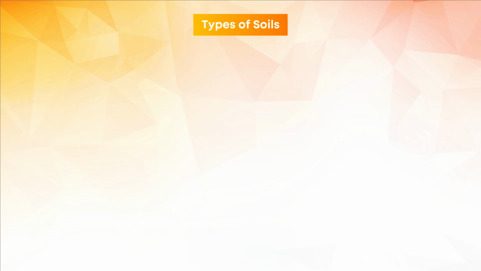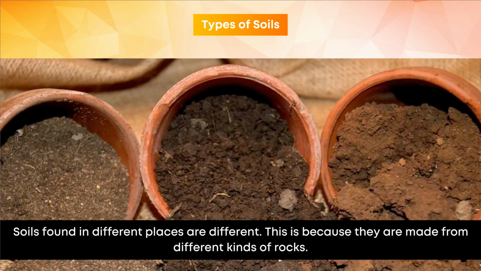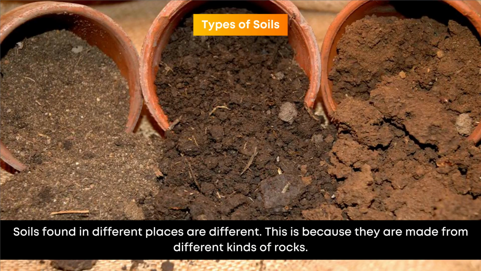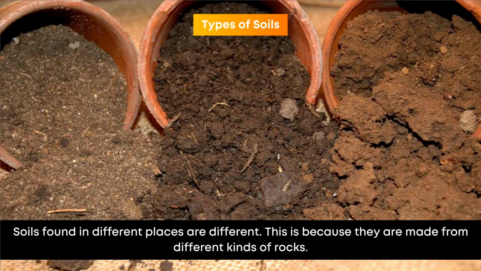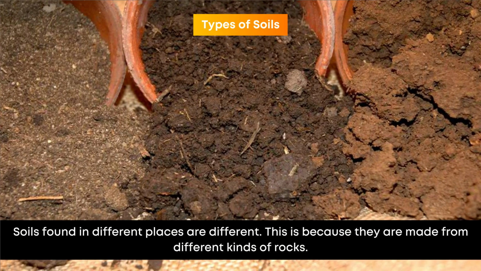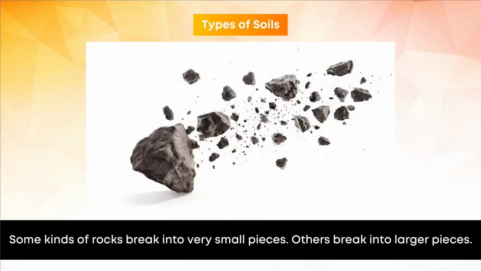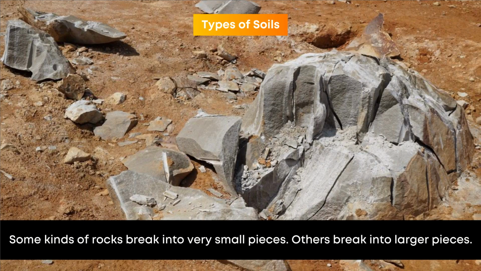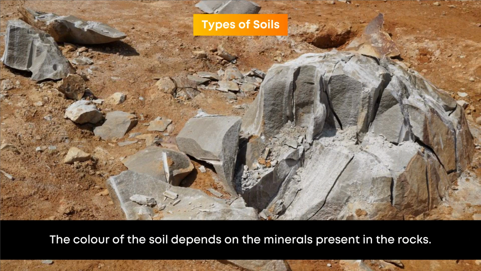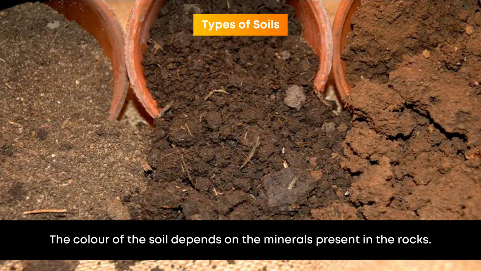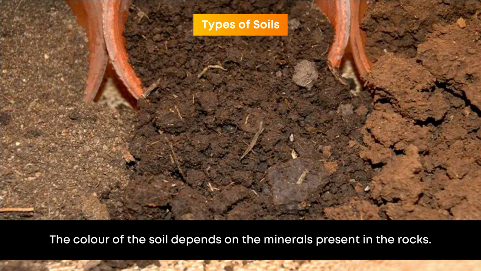Types of soils. Soils found in different places are different. This is because they are made from different kinds of rocks. Some kinds of rocks break into very small pieces. Others break into larger pieces. The color of the soil depends on the minerals present in the rocks.